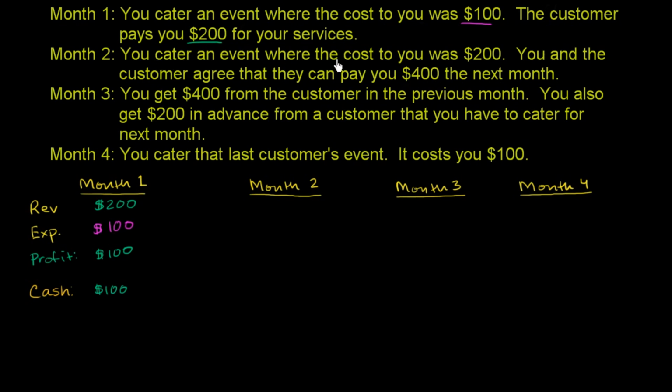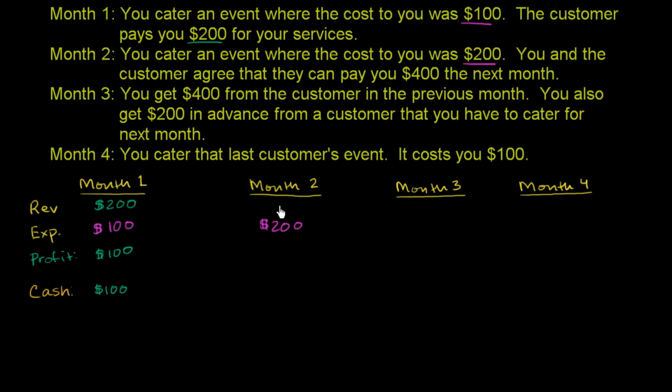You cater an event where the cost to you was $200. You and the customer agree that they can pay you $400 the next month. So in this month, we have to use $200. Maybe our bank lets us overdraft. This is an expense, so I don't have to write negative. We're assuming this is going out. I'll write it in red. So we are going to use $200, but we don't get any revenue because we're doing the cash basis accounting. The customer is not paying us in that month. They're paying us $400 the next month.